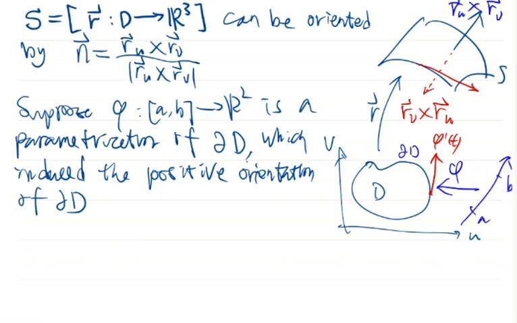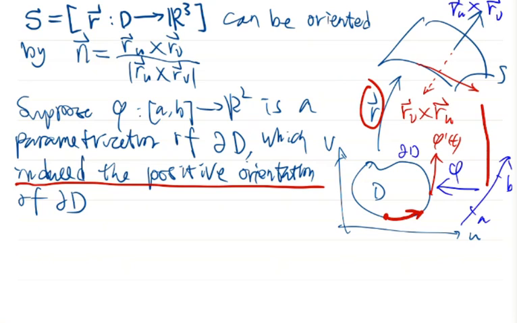That is, when t increases, the point phi(t) moves along the boundary of D in the direction such that when you move, D is on your left side. So such a phi is called inducing a positive orientation. Okay, so for such a phi, the composition of phi under the map R gives you a map from [a,b] to the boundary of S. That is gamma.